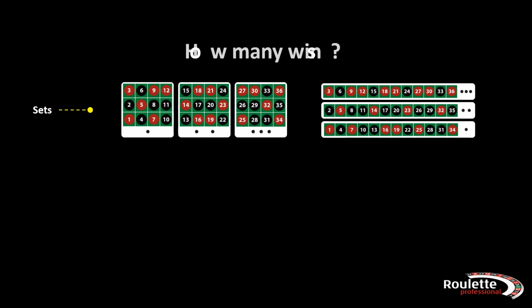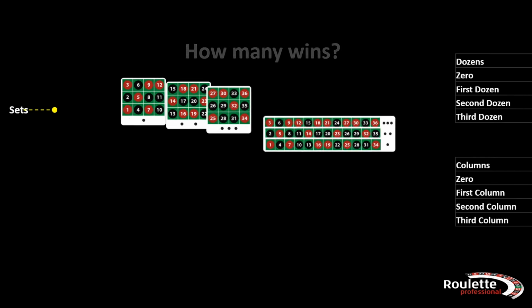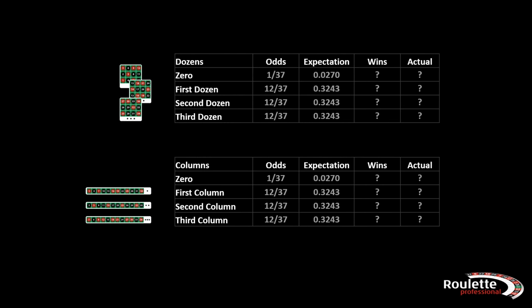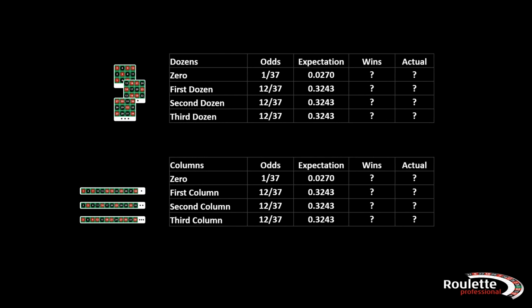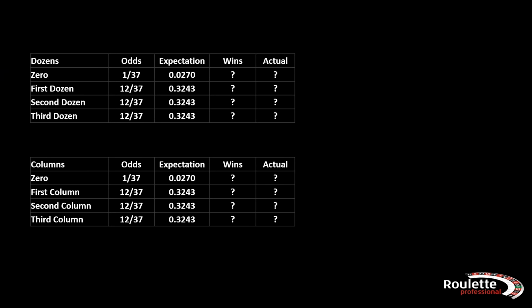The most basic piece of information at the set level would, of course, be how many times a particular set has won. We can work out our expectation for a given size set of pockets. Then we could look at some spins to see if our results are in line with our expectation.